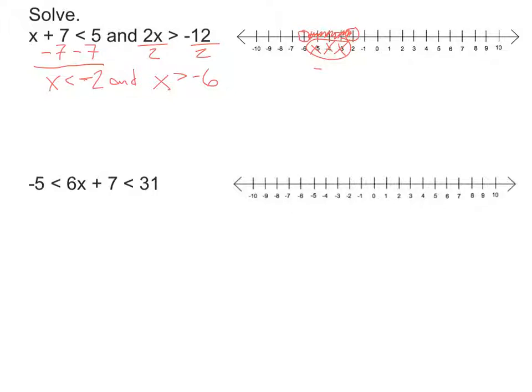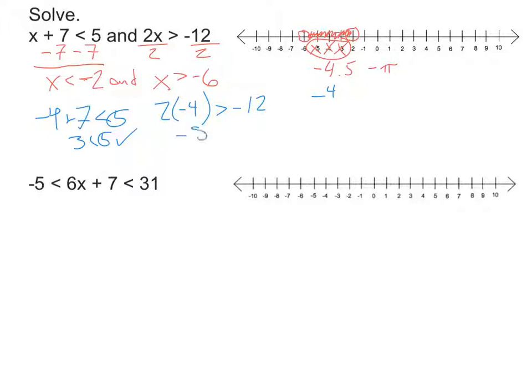I could pick negative 4.5 if I wanted. I actually could pick a negative pi if I wanted, and plug those in for x, and both of those statements would be true. We can try it. Let's try negative 4. It'll be easy. If I do negative 4 plus 7, is that less than 5? Well, we get 3 is less than 5. True. If I put 2 times negative 4, is that greater than negative 12? Well, that's negative 8, which is indeed bigger than negative 12. True. Okay, so negative 4 would work for both, and thus the and.